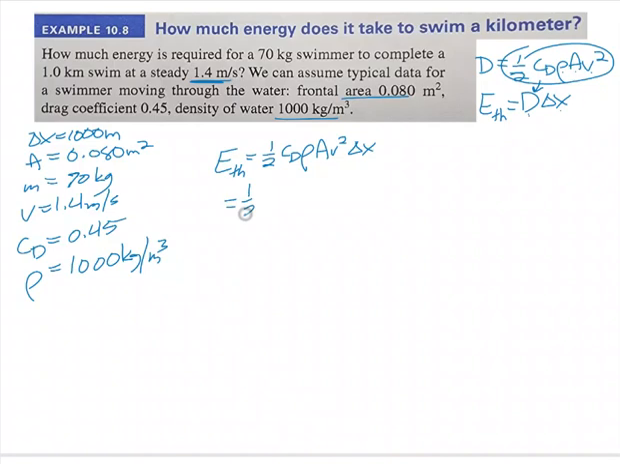I have 1/2 coefficient of drag, rho, cross-section area, that's a 2, and then velocity squared. Oops, not squared there, squared here, and then delta x.